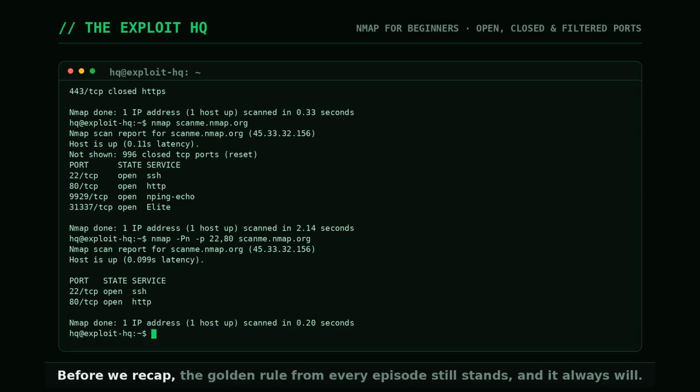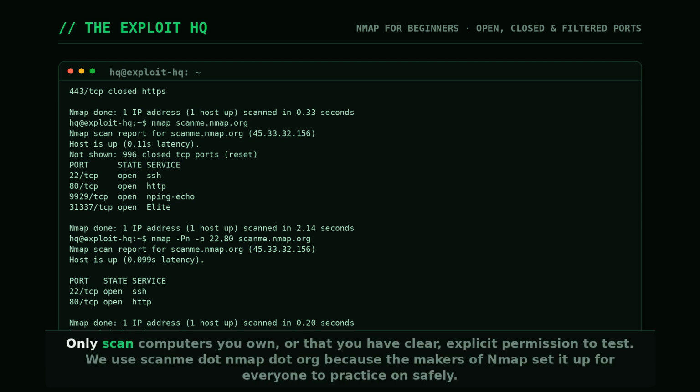Before we recap, the golden rule from every episode still stands, and it always will. Only scan computers you own, or that you have clear, explicit permission to test. We use scanme.nmap.org because the makers of Nmap set it up for everyone to practice on safely.